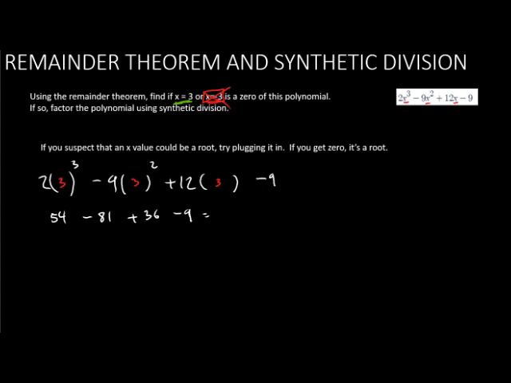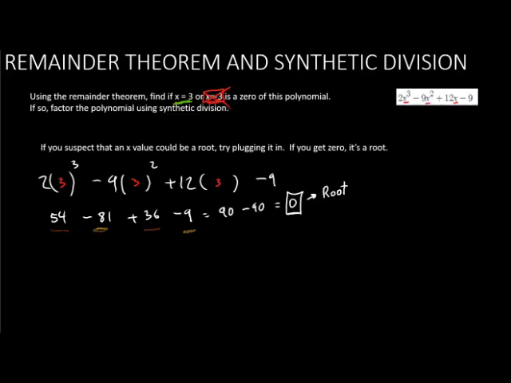If we combine the positive numbers, 54 and 36, that will give us 90. If we combine the negative numbers, negative 81 and negative 9, that will give us minus 90. And 90 minus 90 gives 0. This means that 3 will be a root.